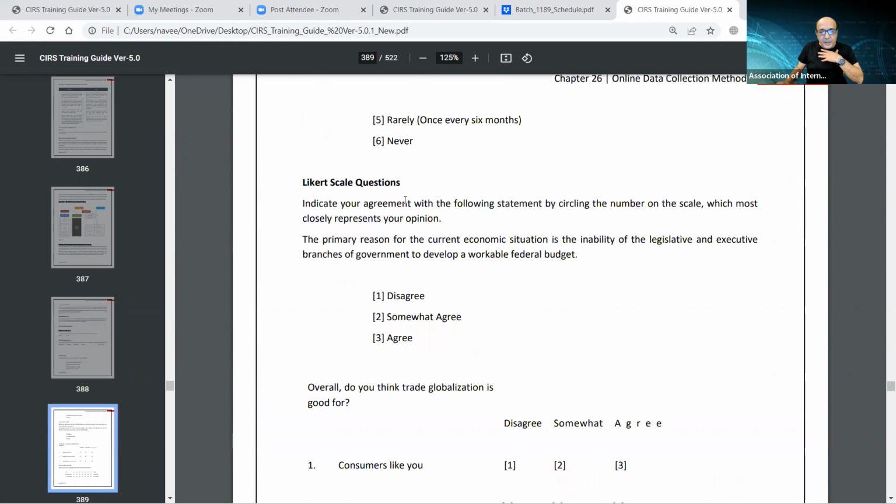Okay. Then you've got the Likert scale. Develop workable federal budget. So here you have got a question. If you notice, it could have been a dichotomous question if we did not put number two here. But when you do put something like somewhat disagree, in a way, you are opening up the opportunity for someone to act in a neutral way.